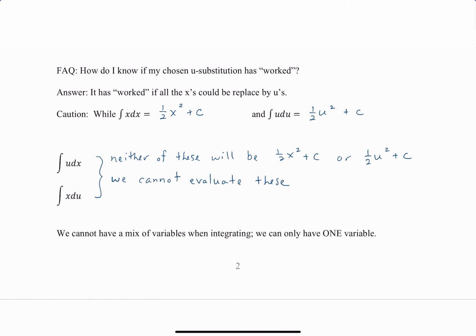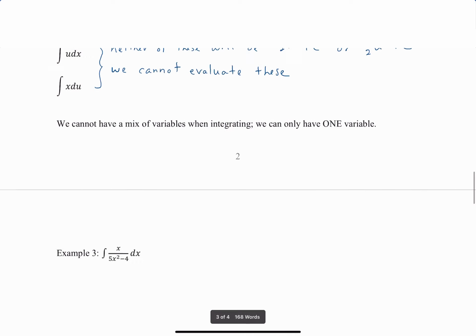We just cannot have a mix of variables when we're integrating. We can only have one variable. And that's why I say the u substitution has worked if you're able to get only one variable inside your integrand. If you can get all the x's, including the dx, replaced with u's, including a du. I've got some more examples for you.